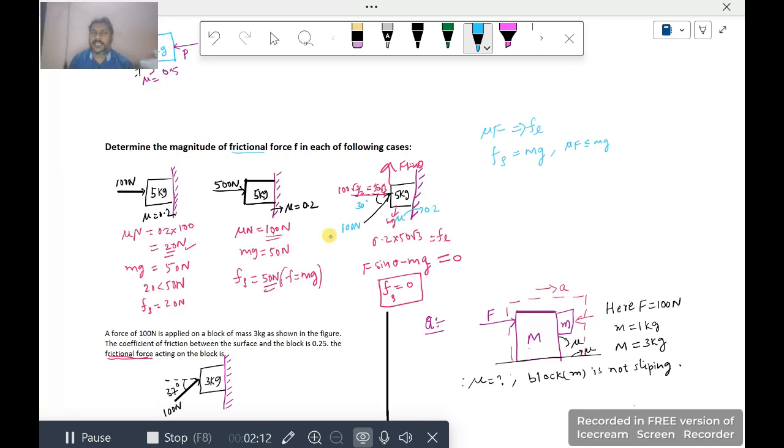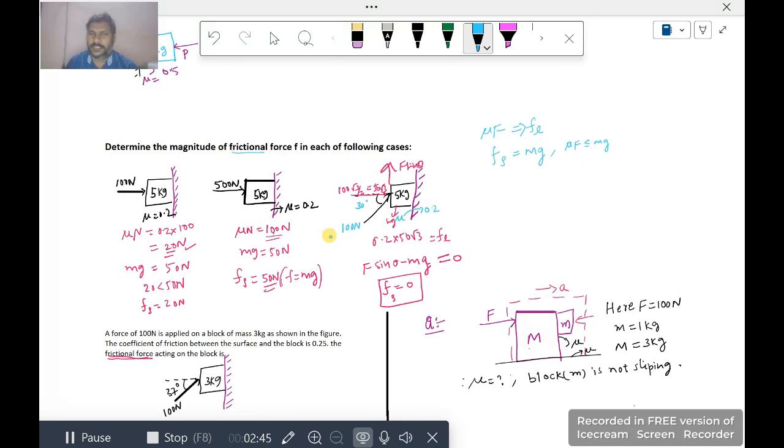Motion means the block is moving downward. So static friction is equal to limiting friction. Once again, I am telling you, static friction is equal to limiting friction when it is not moving. When the block is moving downwards or upwards, it has kinetic friction only. Static friction means maximum limiting friction, whereas limiting friction is more than mg.